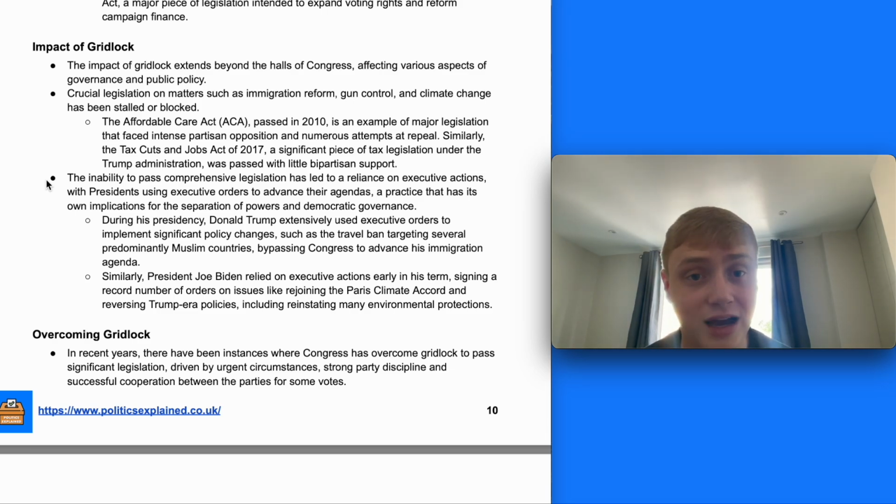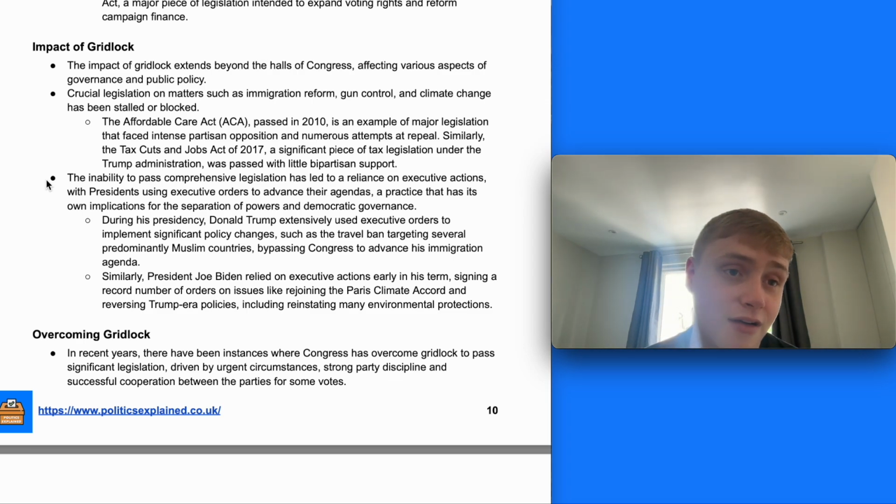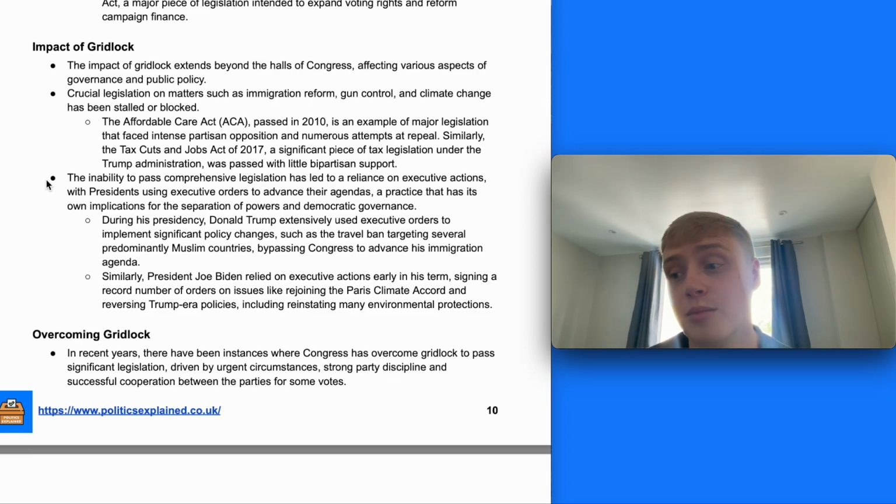And the Tax Cuts and Jobs Act was passed with little bipartisan support. So you see, legislation is rarely passed with bipartisan support now, if it is passed. And the increasing partisanship effectively results in gridlock as well, with a number of key pieces of legislation not being passed, and as a result, the president using executive orders and executive actions instead to pursue their agendas.